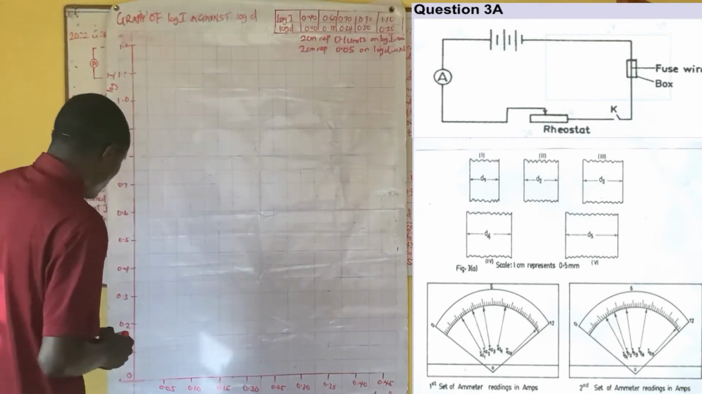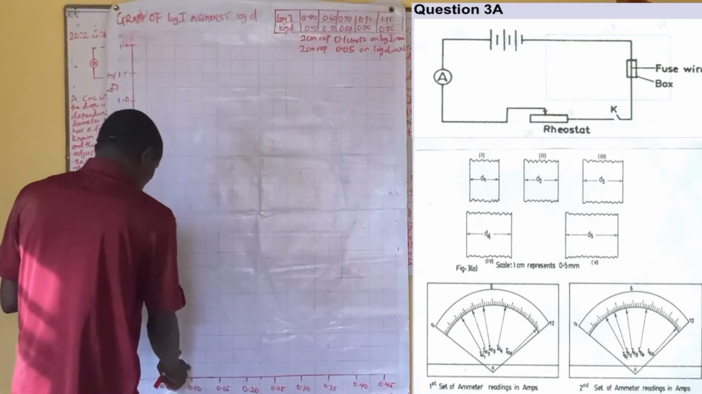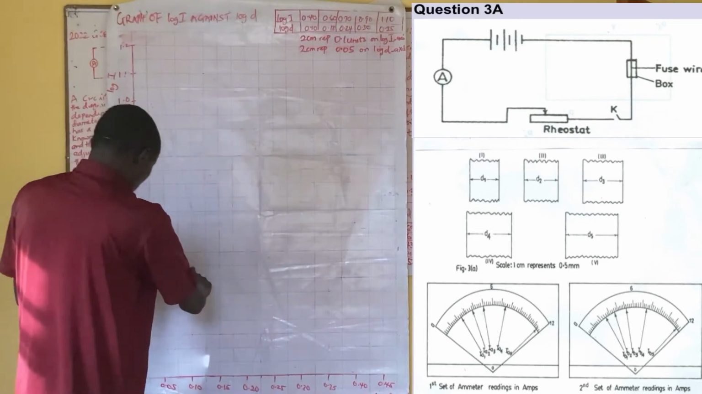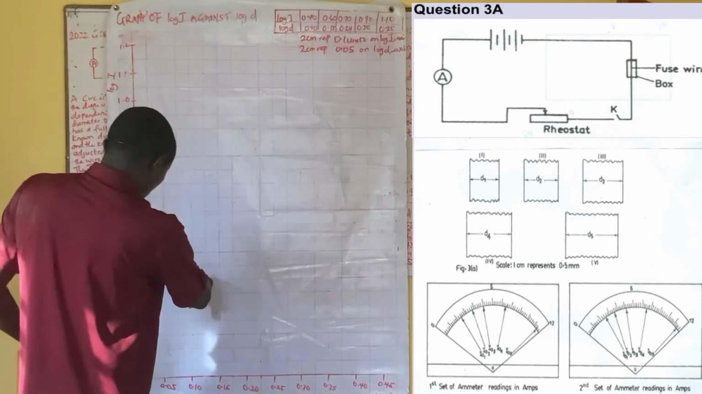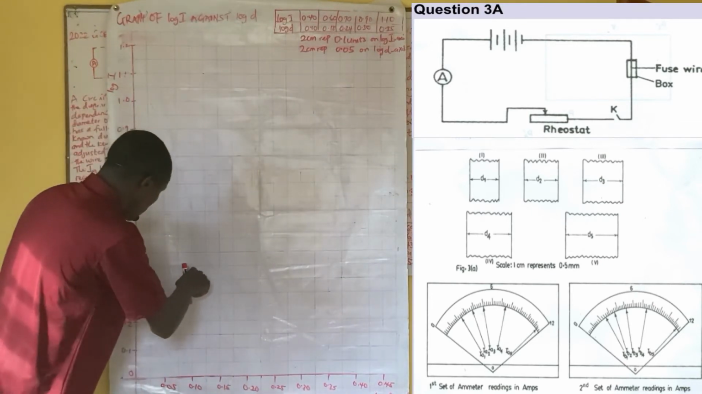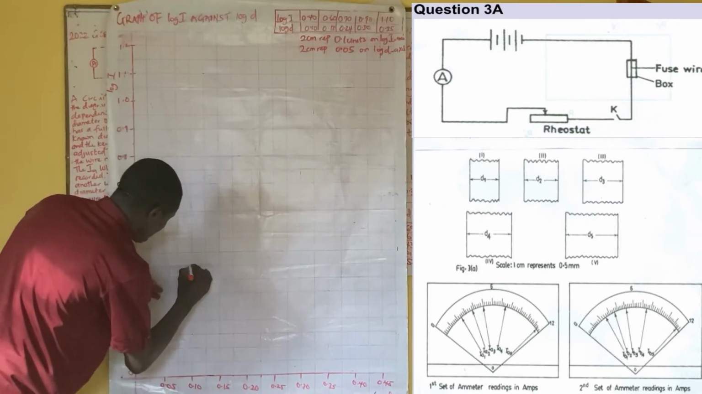This one is going to be what? 0.40 against 0.1. So when they join together, it's a point of intersection. The point of intersection is our location or position of the point. Now this is 0.40 against 0.1. We have something here.